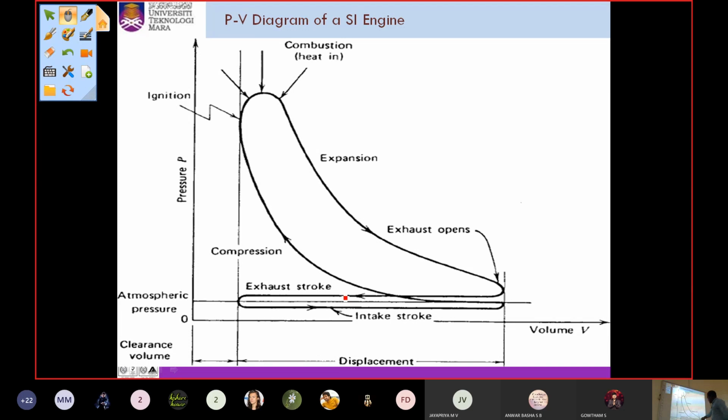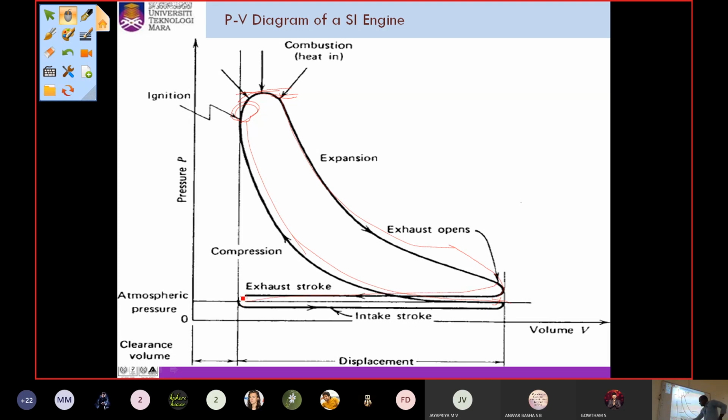So this point is the initial state. Then we get the compression. Toward the end of compression, we will initiate the ignition here to get this constant pressure process. Then this is the combustion stroke. Then after that we get the expansion, that is isentropic expansion. Then again we get the exhaust.